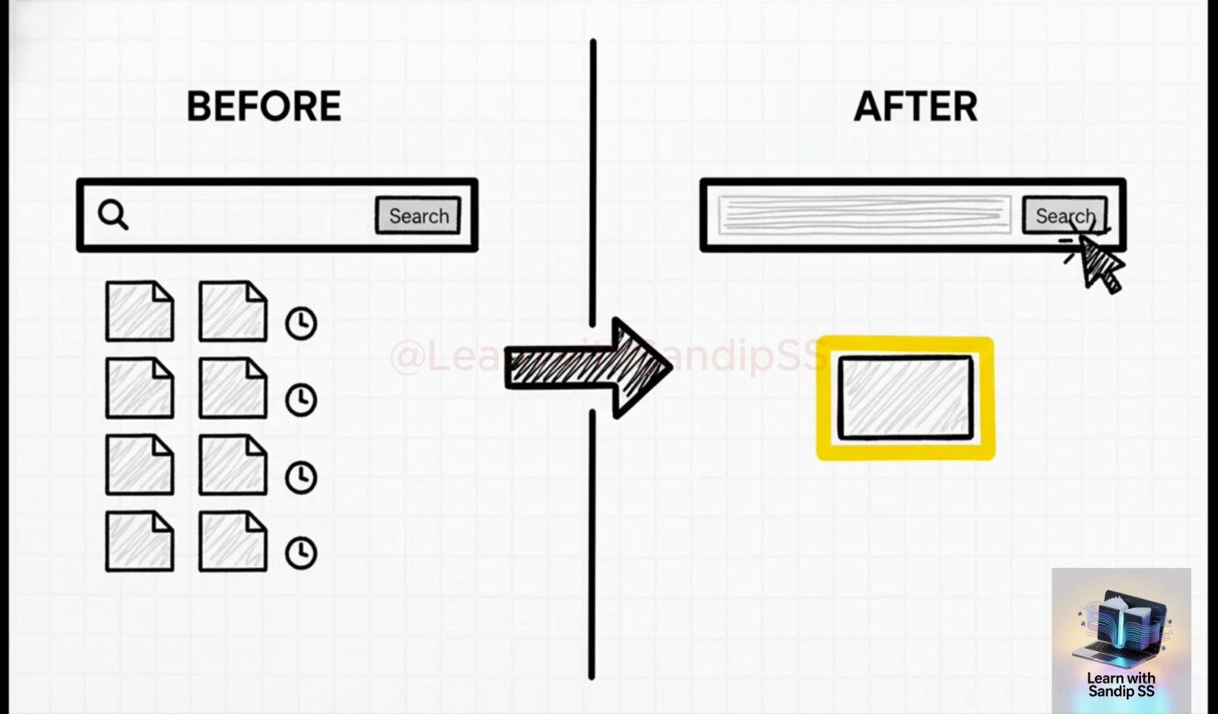Now, when you first land on the search page, don't be surprised if it isn't blank. By default, it actually shows you a list of your most recently viewed items, which is pretty helpful. The system only performs a full search after you actually type something in and hit that search button.